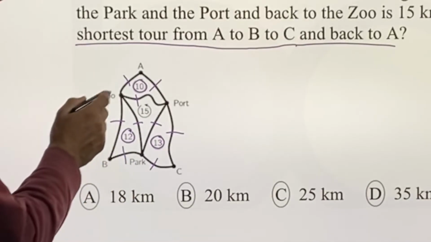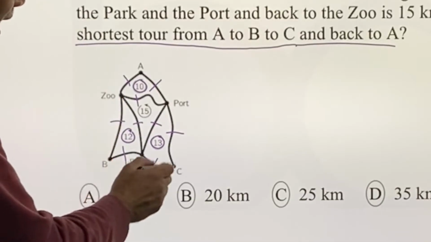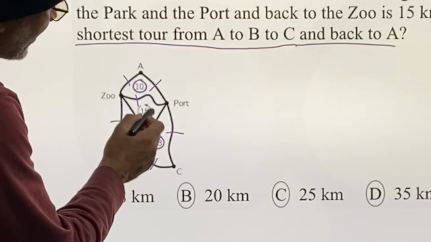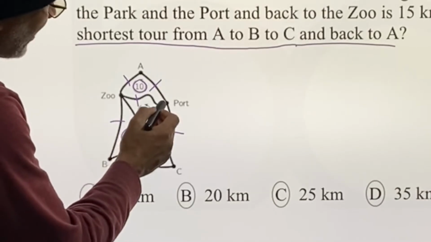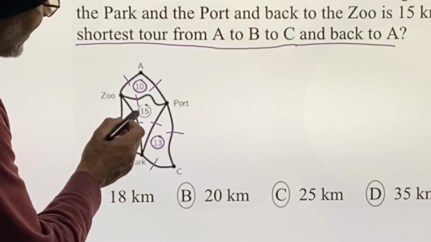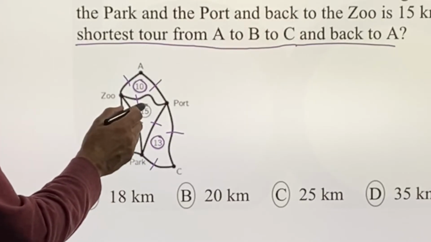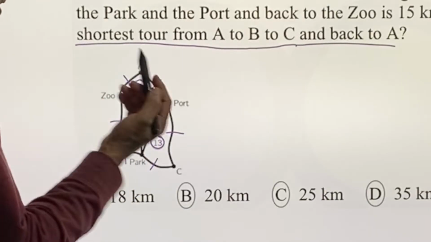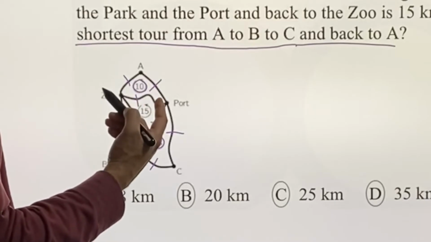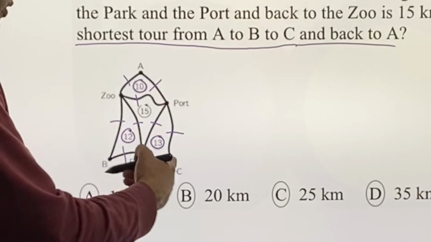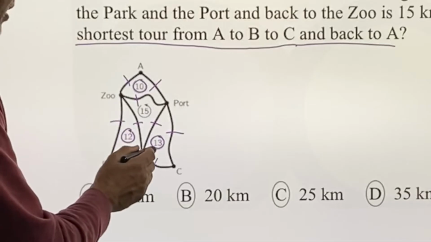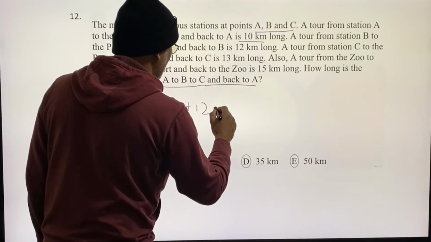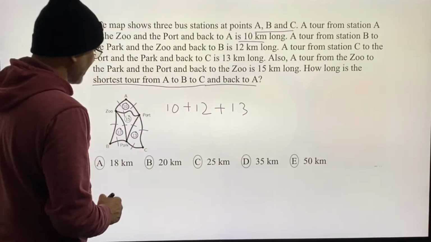But what I want is to add only the outer sides, right? That means I have to take out the length of the inner sides. But the inner side, as you know, is 15. That's given to us, right? 15 is basically going one time here, and one time here. So basically the shortest tour from A to B to C is going to be: add up 10 plus 12 plus 13 and then subtract the 15. So 10 plus 12 plus 13, right?